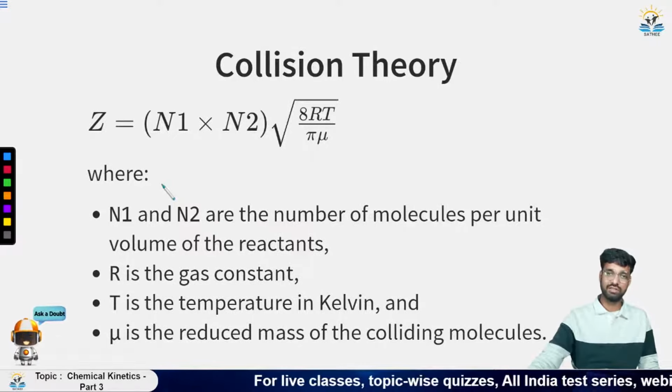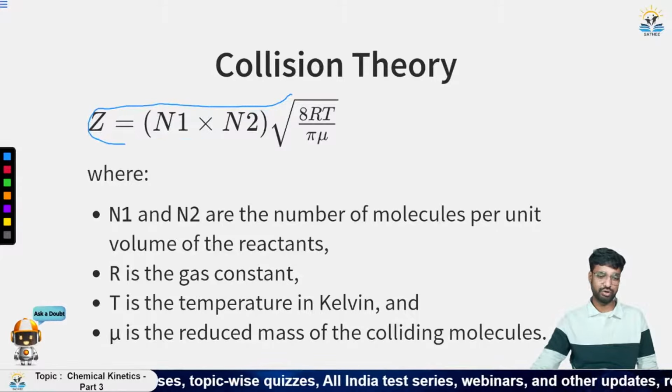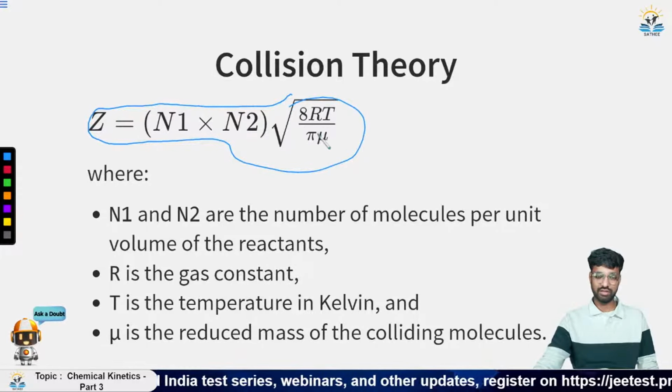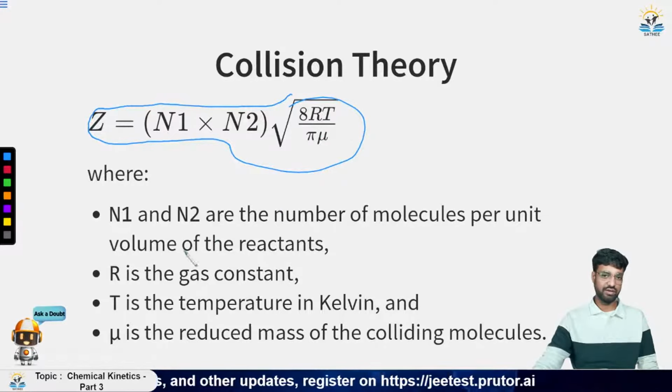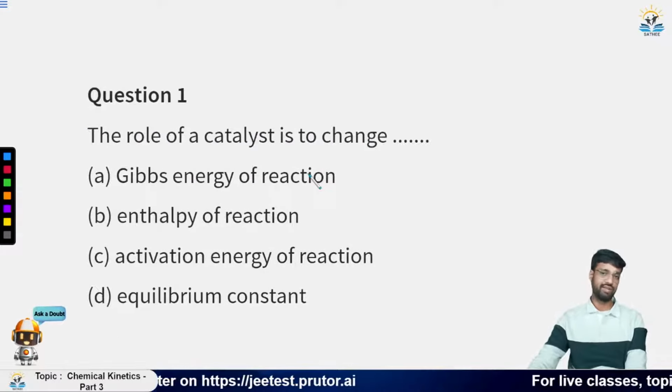Now just for knowledge, this is the formula for the collision frequency. You do not have to remember it. It is written in terms of average kinetic energy, average velocity, and all. So this is the formula. Okay, this is the extra slide we have.